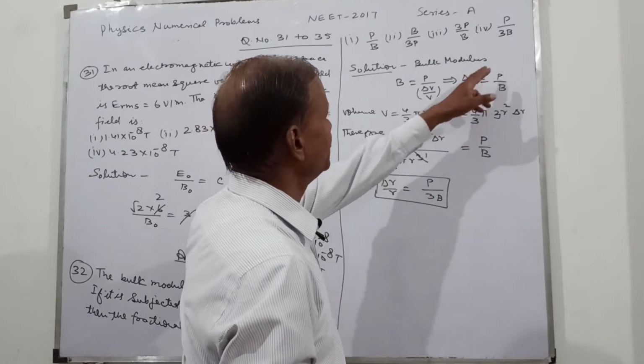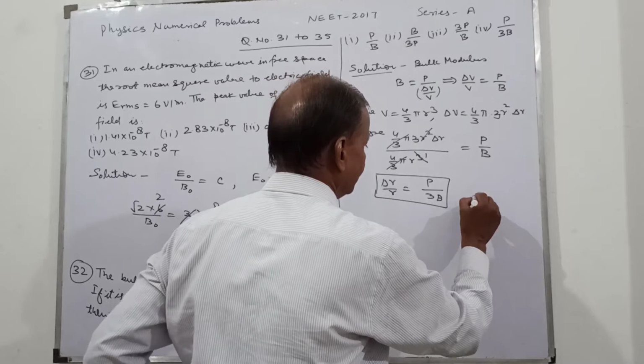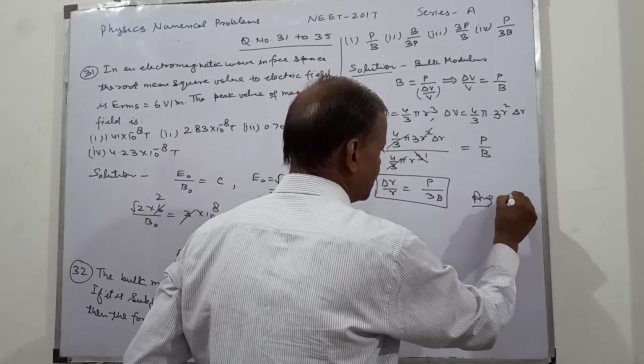So now the answer is P upon 3B. Now the fourth one. The answer is the fourth option.